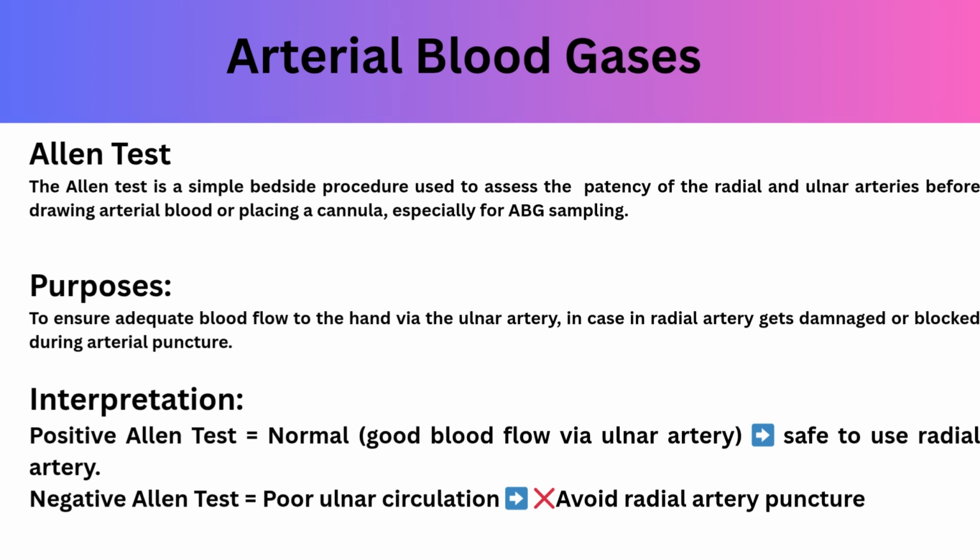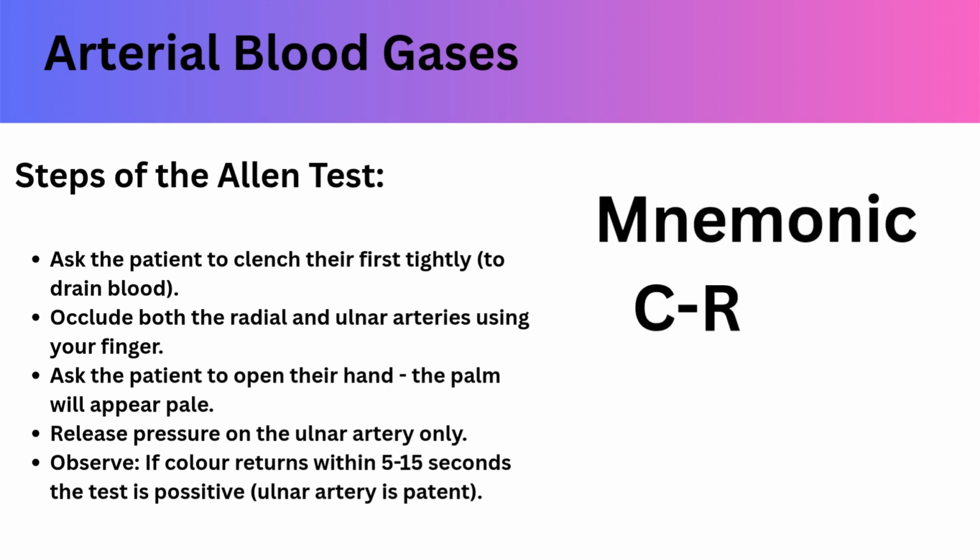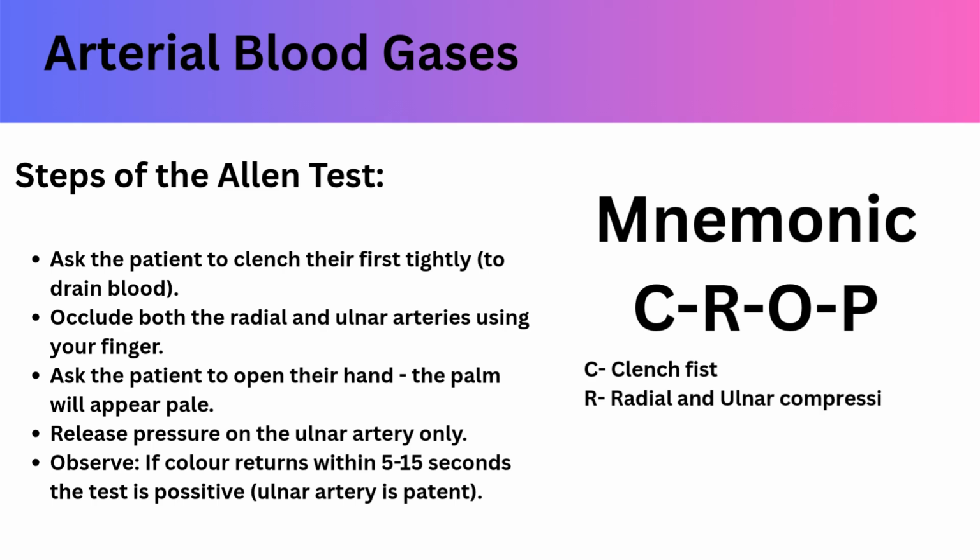Positive Allen test: safe to use the radial artery. Negative Allen test: poor ulnar circulation, avoid radial artery puncture. Steps of the Allen test. First, we should ask the patient to clench their fist tightly to drain blood. Occlude both the radial and ulnar arteries using your fingers.